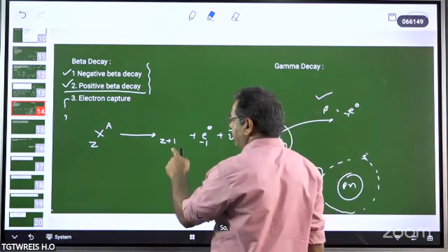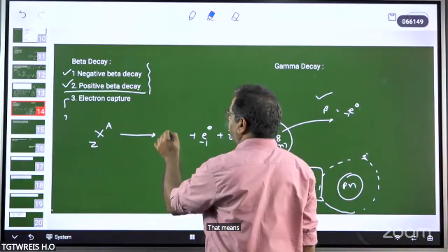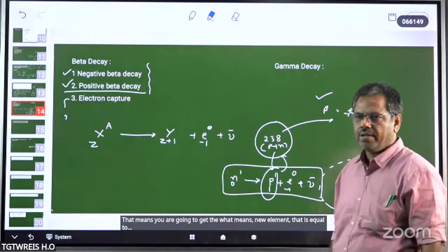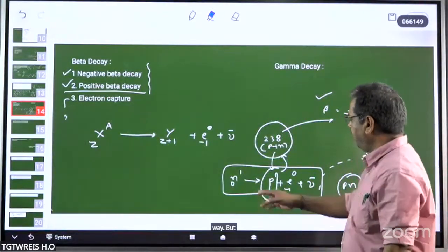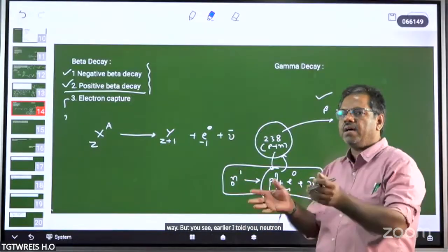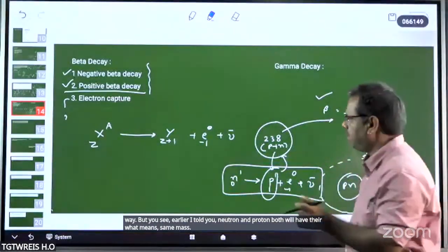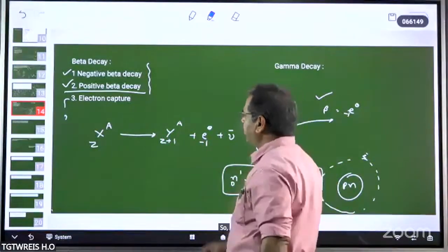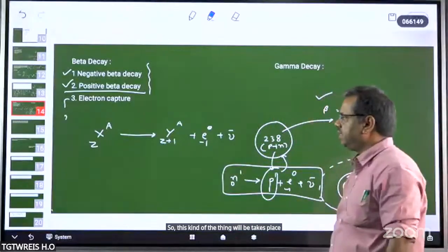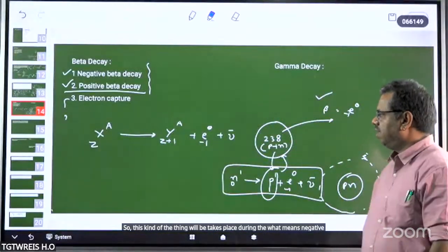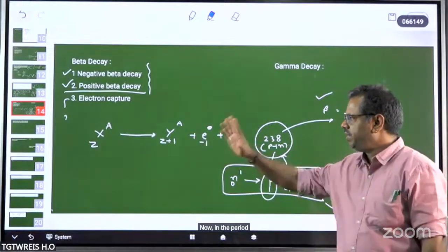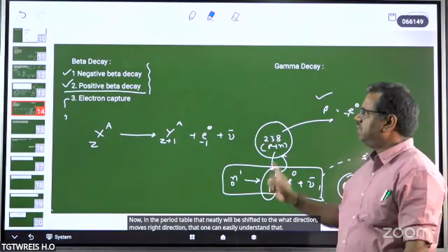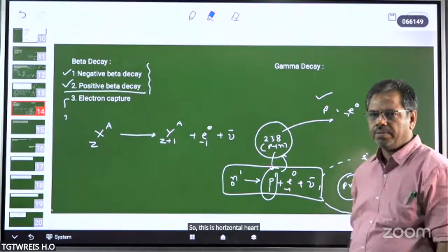So the atomic number is changing. That means you are going to get a new element, Y. But you see, already I told you neutron and proton both have the same mass. That means mass number does not change. So this kind of thing takes place during negative beta decay. Now in the periodic table, the nucleus will be shifted to the right direction, that one can easily understand. So this is called negative beta decay.